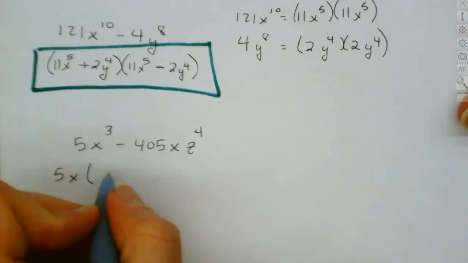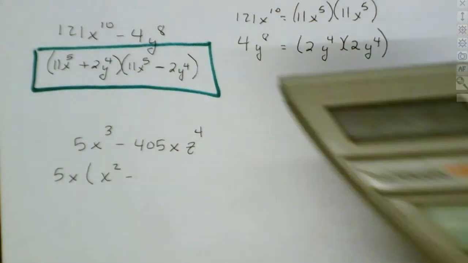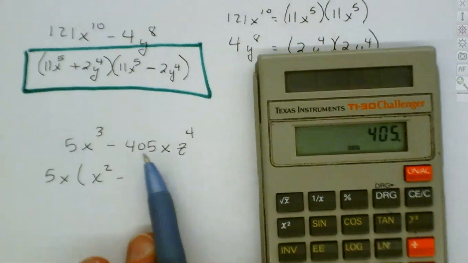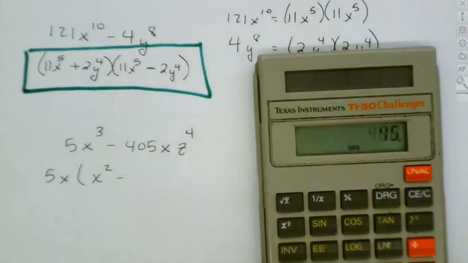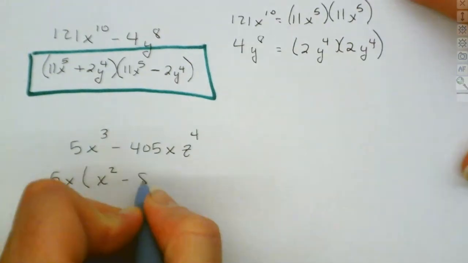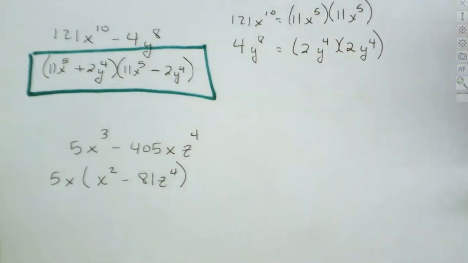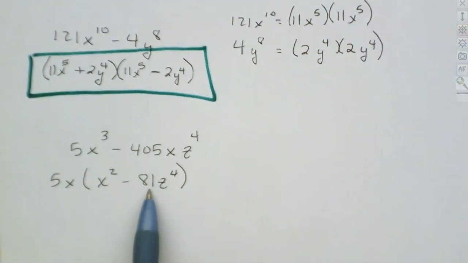That is then going to leave you with an x squared minus, and what about that 405? It has a 5 in it, so 405 divided by 5 gives you then what? 405 divided by 5 is 81. So that's going to be 81 z to the 4th, because the x came out, didn't it? Now we know what to do, because now we can clearly see that 81 is a perfect square.